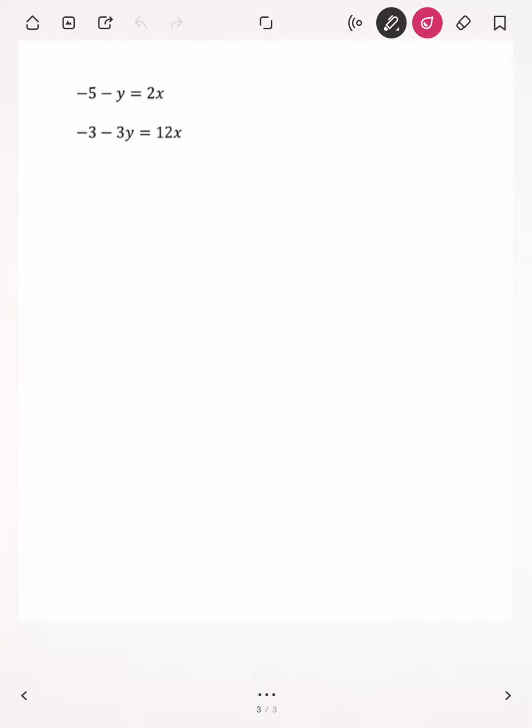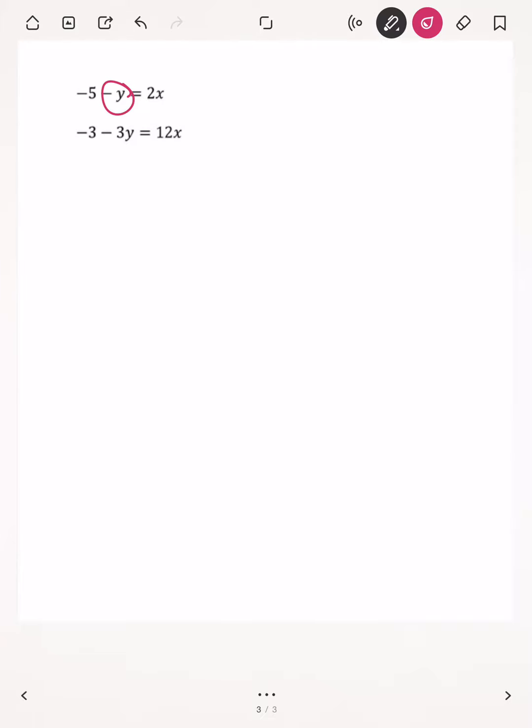I have a negative 5 minus y equals 2x. I have a negative 3 minus 3y equals a 12x. If I look at it, my variables are kind of already lined up. I have my constants, my y's, and then it's equal to my x terms. In this case, I want to eliminate the y variable, because I think that one would be the easiest. Okay, notice they're both negative, but I want one to be positive. This is a negative 3, so I'm going to make this y right here a positive 3.